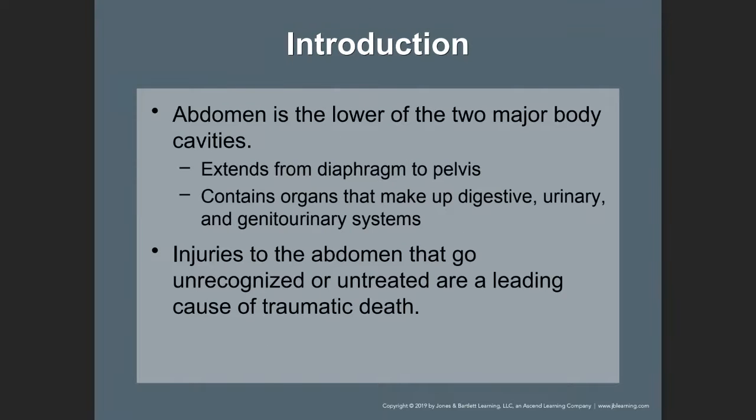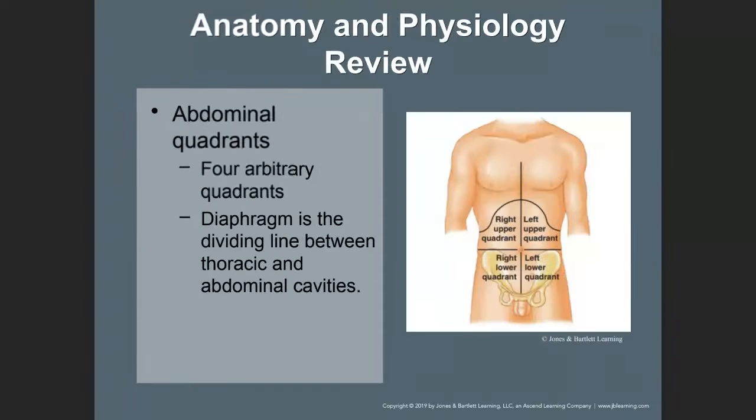Introduction. The abdomen is the lower of the two major body cavities, and it is the largest cavity within the body. It extends from the diaphragm to the pelvis. It contains organs that make up the digestive, urinary, and genitourinary systems. Injuries to the abdomen that go unrecognized or untreated are a leading cause of traumatic death.